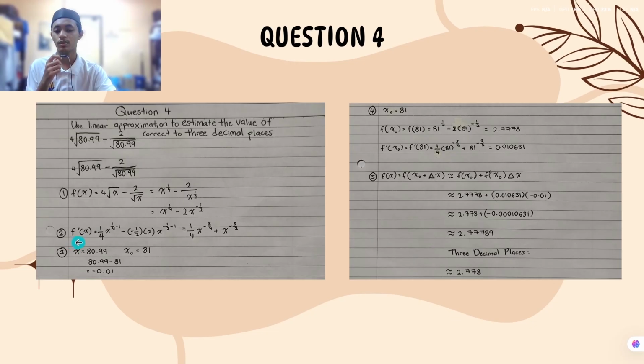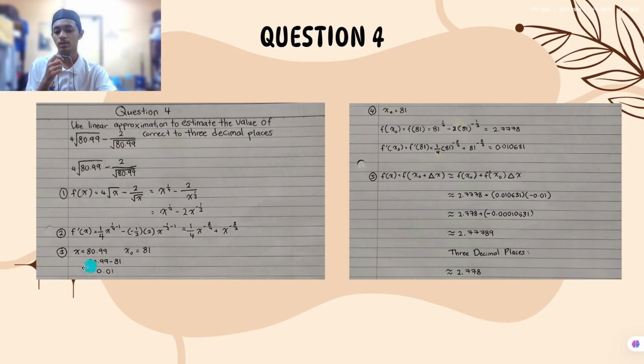For the second step, we need to differentiate the function, and then we will have 1 over 4 x power 3 over 4 plus x power negative 3 over 2.